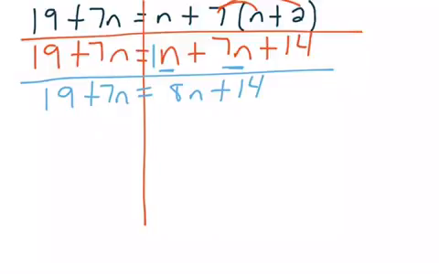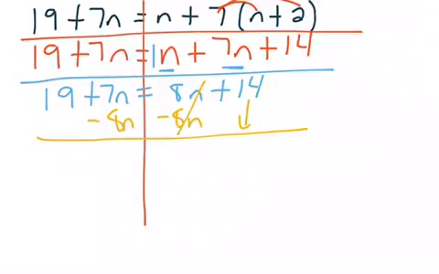Now I want to get all my letters on the left and all my numbers on the right. So the opposite of a positive 8n would be a negative 8n, negative 8n, these 8n's would cancel, and I drop my 14. 7n minus 8n would be negative n, and I drop my 19.